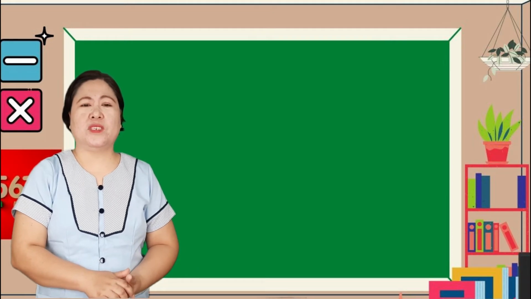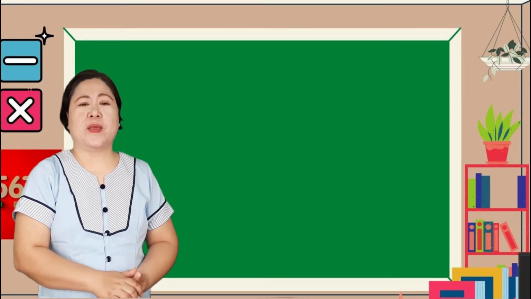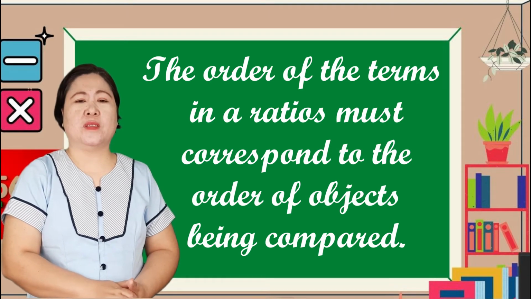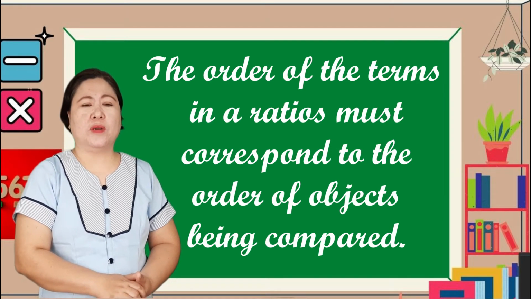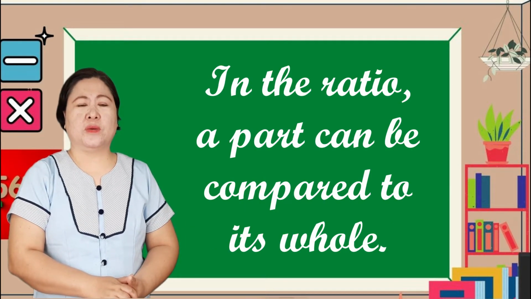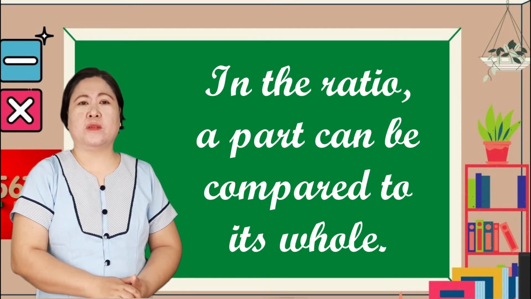The order in which our ratio is expressed is very important. The order of the terms in ratios must correspond to the order of objects being compared. In a ratio, a part can be compared to its whole.